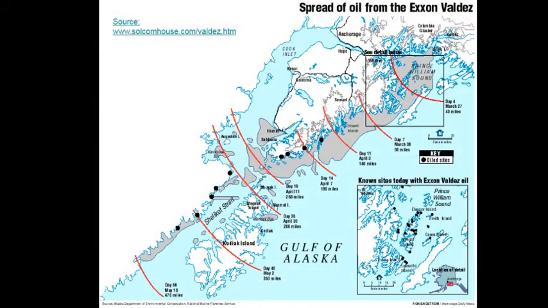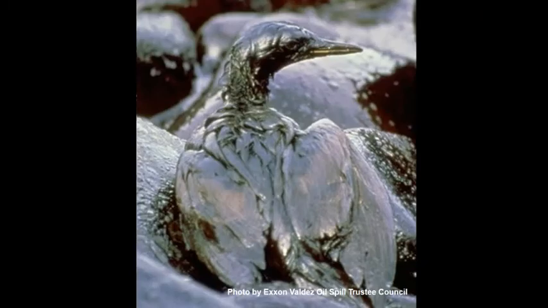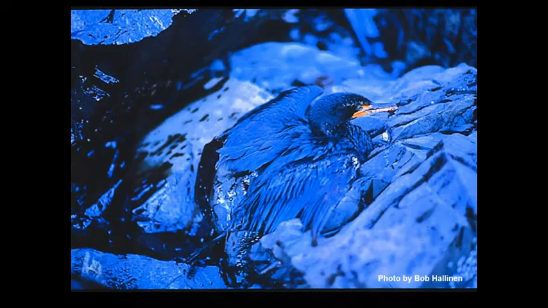So this map shows the spread of it. Day 4 is this one up here, 27th of March. Day 7, day 11, day 14, day 19, day 38, day 40, day 56. So basically just this huge plume of oil. Here's the Exxon Valdez aground, leaking oil, and a huge amount of marine life affected by it.